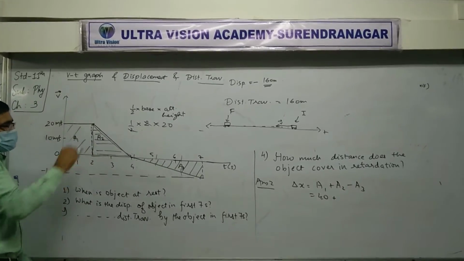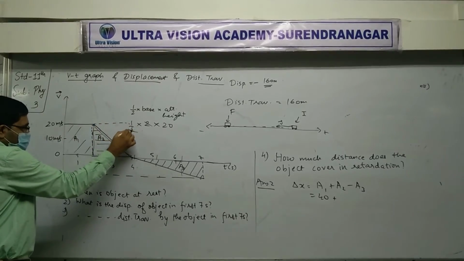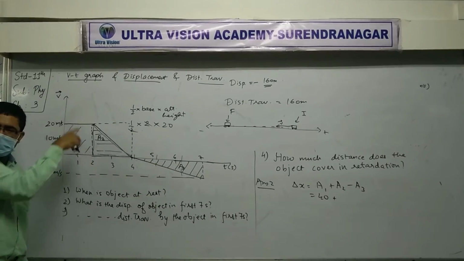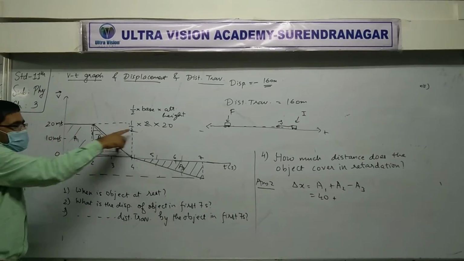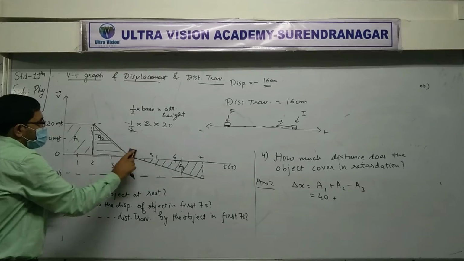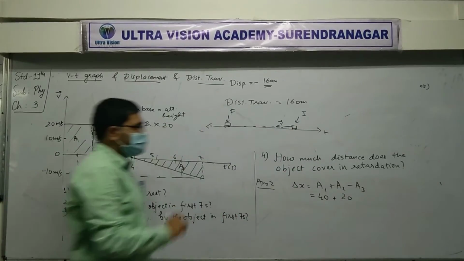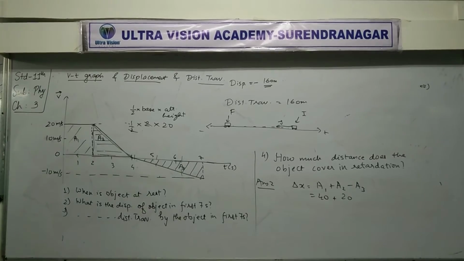You know why it's like that? Actually, if you complete a rectangle, you get the half there. You see that? Yes. That's why this half is there. Okay. Anyways, plus 20. Clear? Clear or not clear? Yes, sir. Now third one.